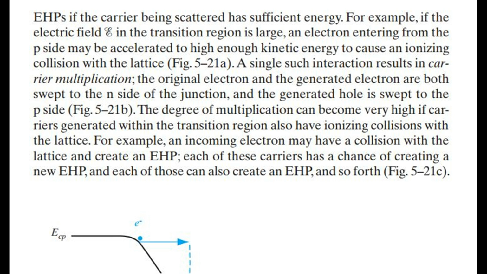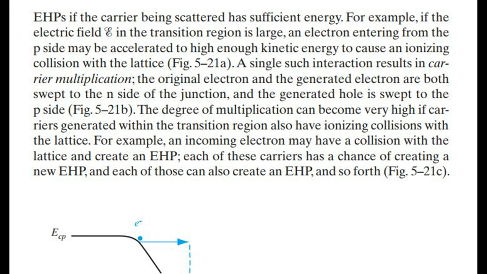A single such interaction results in carrier multiplication. The original electron and the generated electron are both swept to the N side of the junction, and the generated hole is swept to the p side, Fig 5.21b. The degree of multiplication can become very high if carriers generated within the transition region also have ionizing collisions with the lattice. For example, an incoming electron may have a collision with the lattice and create an electron-hole pair.